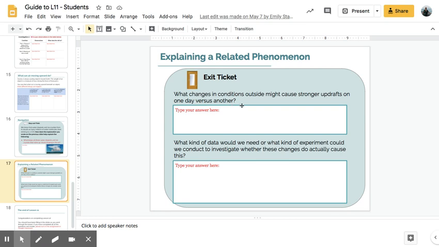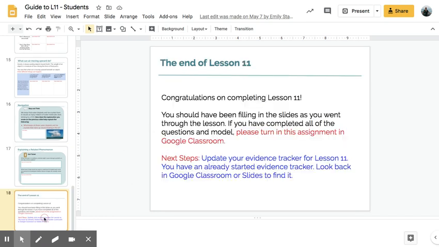So what changes in the conditions outside cause stronger updrafts than days that have weaker updrafts? And what kind of data would we need to investigate whether those changes actually cause updrafts? And that is everything you need for lesson 11.